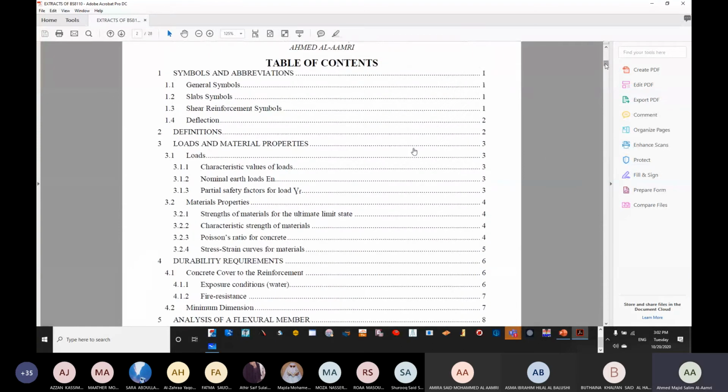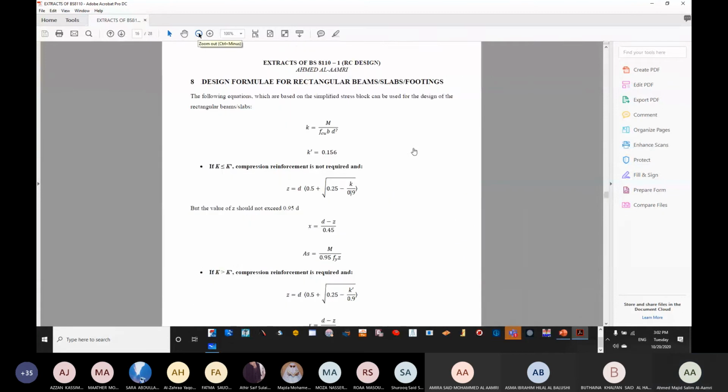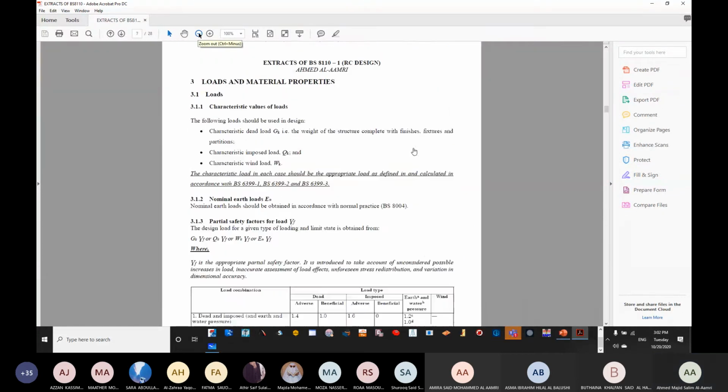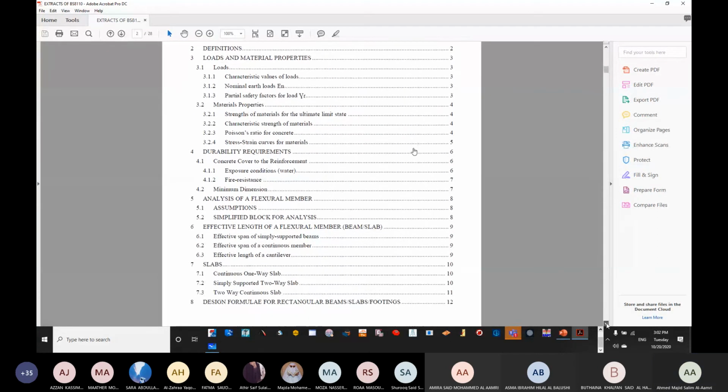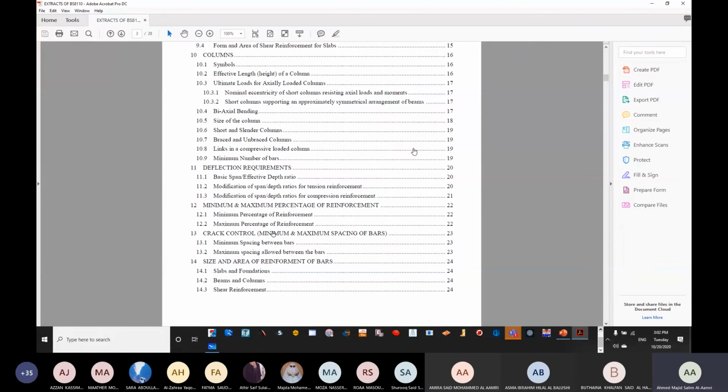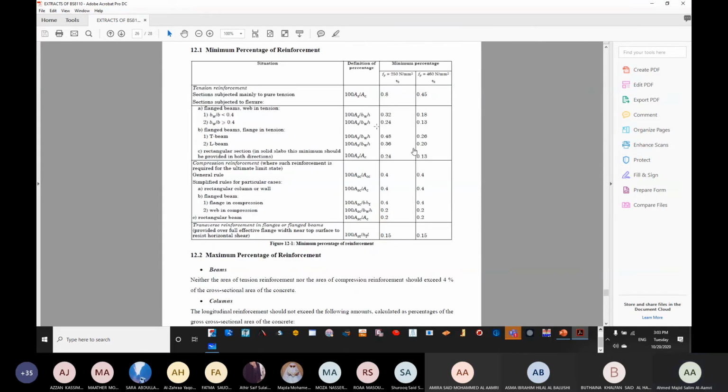We'll go to the table of contents. It's going to be with you. Now we have minimum and maximum area of reinforcement. So we have minimum percentage of reinforcement. We are going to click on it, and it will open this table for us.